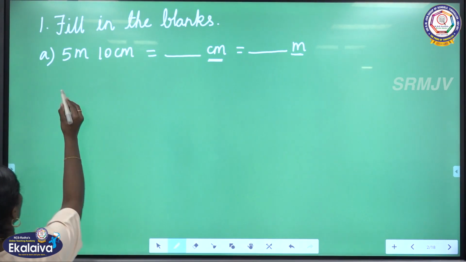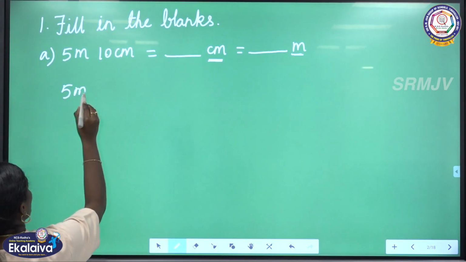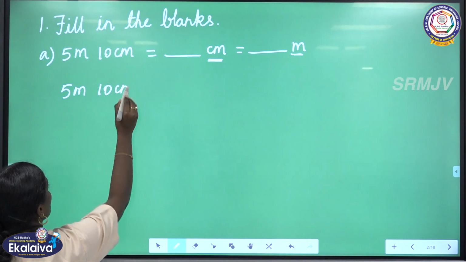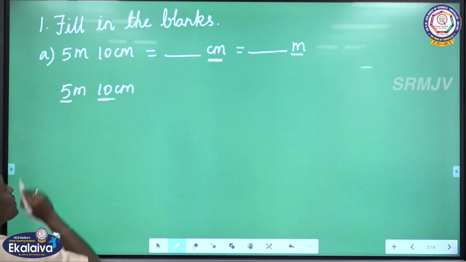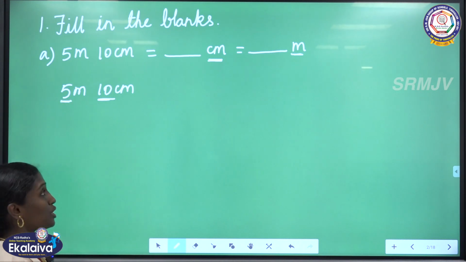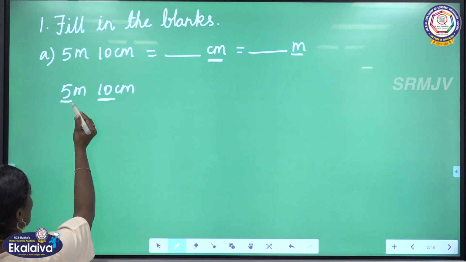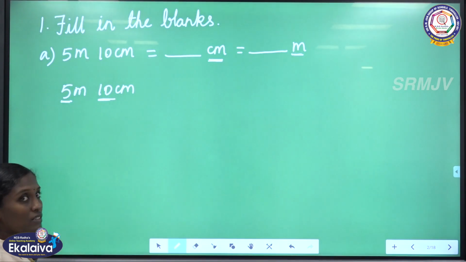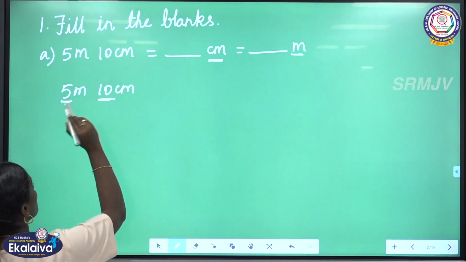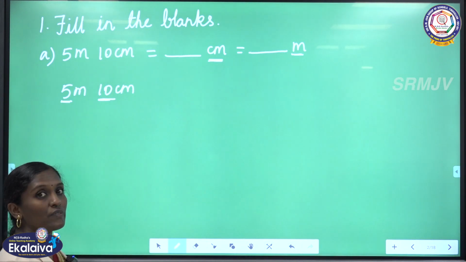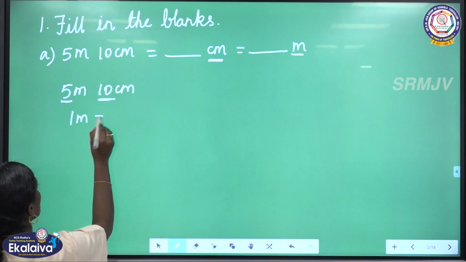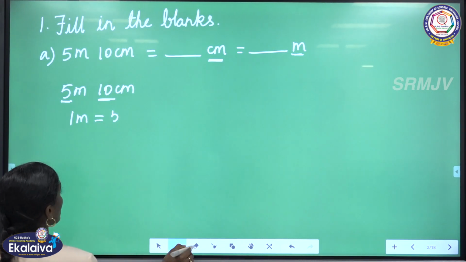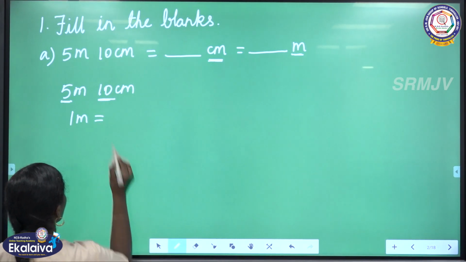Okay. Here the given measurement is 5 meter 10 centimeter. Here the 10 centimeter is already in centimeter. So we are going to convert 5 meter to centimeter. Here meter is a greater unit, centimeter is a smaller unit. So to convert the greater unit to smaller unit, we have to use multiplication. We know that 1 meter is equal to 100 centimeter.